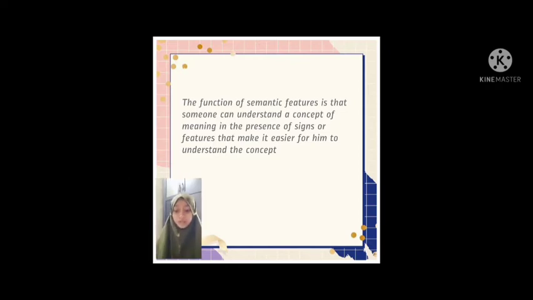Semantic features are believed to give the meaning of a word by mastering the semantic features of the word one by one until all the features are mastered. Semantic features can be identified through the meaning of a word based on the shape, size, sounds, taste, motion, and so on. So, the function of semantic features is that someone can understand a concept of meaning in the presence of signs or features that make it easier for him to understand the concept.